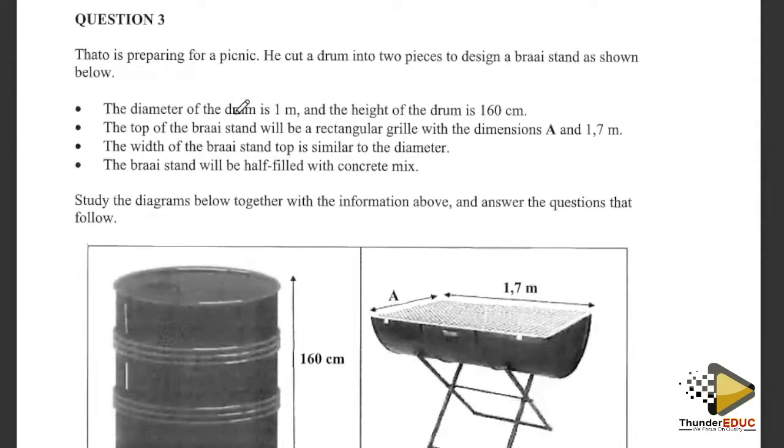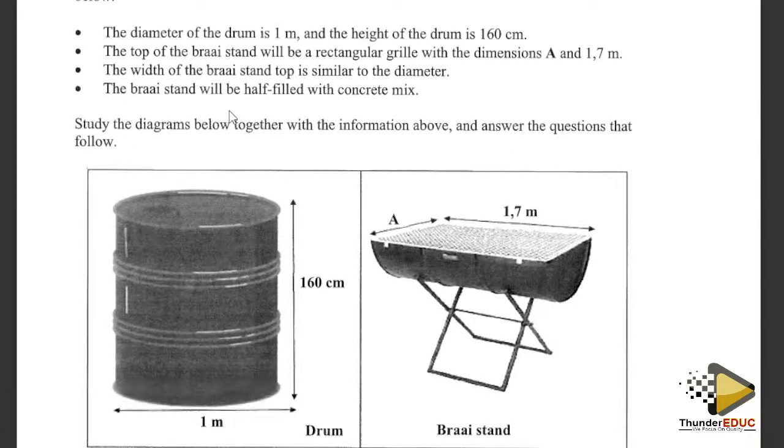We look at question number 3. That was preparing for a picnic. He cuts a drum into 2 pieces to design a braai stand as shown in the diagram below. This is what we call the drum. All right. Then after cutting it into 2, he remains with half of it, this one here, to make a braai stand.